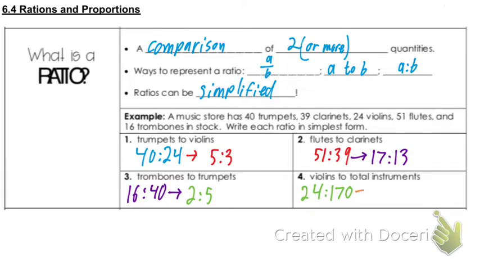Now, can we simplify this? What goes into both 24 and 170? Two, they're both even. That gives 12 to 85. And believe it or not, these two are mutually prime, which means nothing goes into both of them. I'm not saying 12 is prime or 85 is prime, because neither is. Mutually means shared, so they don't have any common factors. So 12 out of every 85 instruments are violins. Questions on that?